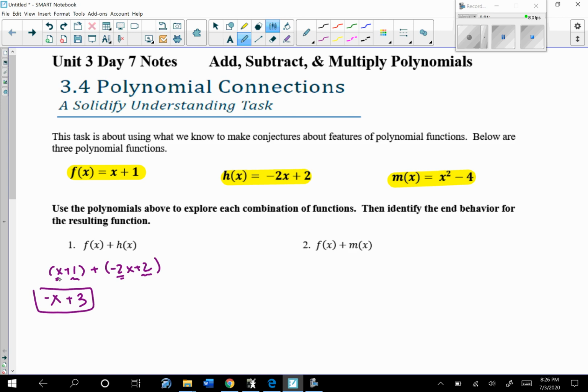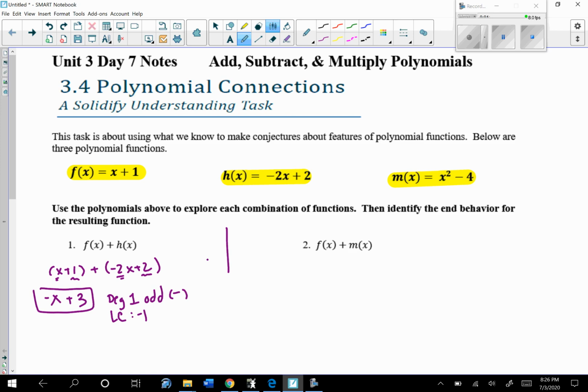To find the end behavior, you have to look at the lead term. The lead term is negative x, so look at the power and the leading coefficient. This is degree 1 when it's not written, which is odd. And the leading coefficient is negative 1, which is negative. So remember, odd negative means the left end goes up and the right end goes down, which makes sense because this is linear. The y-intercept here is 3.